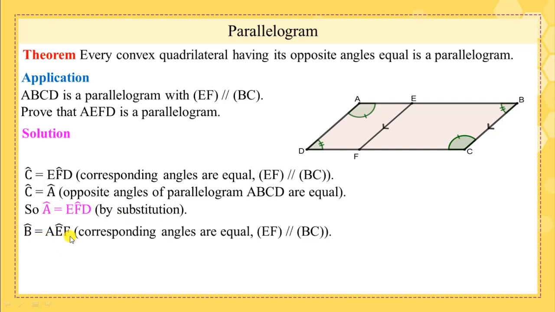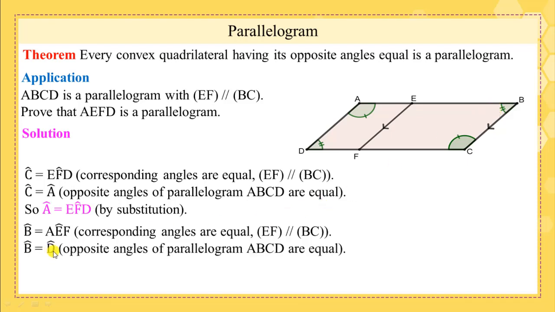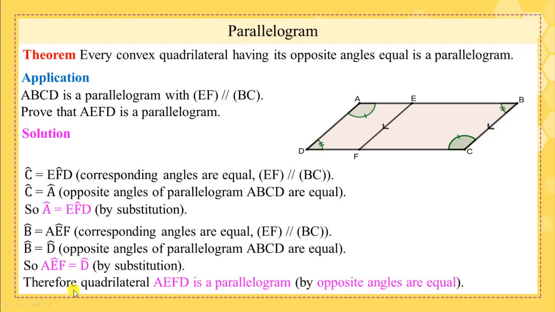B equals AEF because corresponding angles are equal by EF parallel to BC. EF is parallel to BC, so angles B and AEF are corresponding angles. B equals D, opposite angles of parallelogram ABCD are equal. B and D are opposite angles in parallelogram ABCD. So AEF equals D by substitution. Therefore, quadrilateral AEFD is a parallelogram by opposite angles are equal.